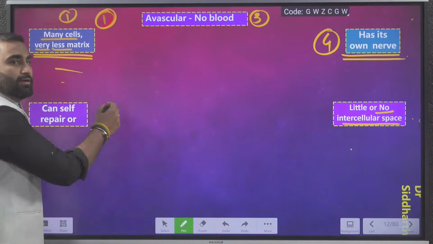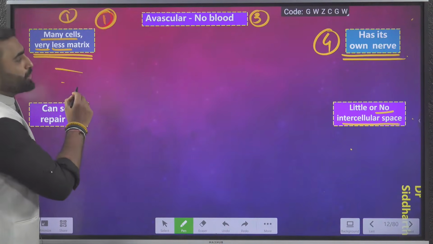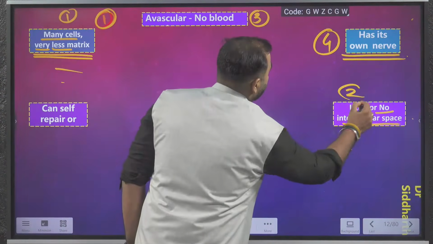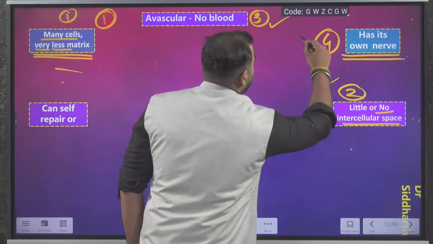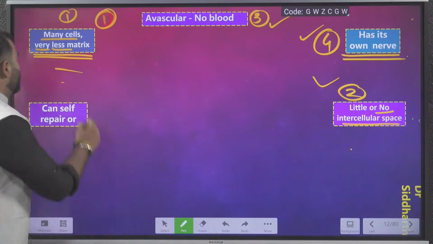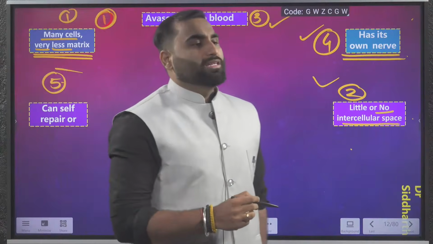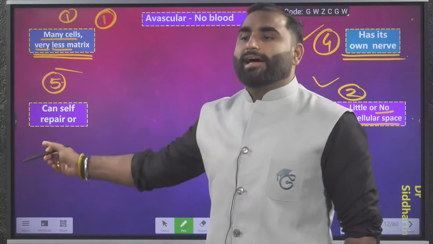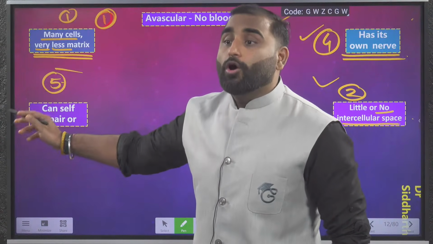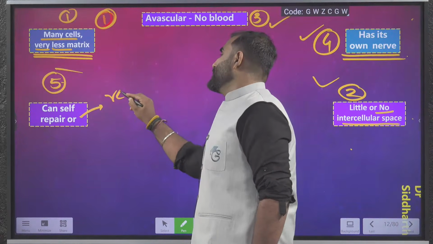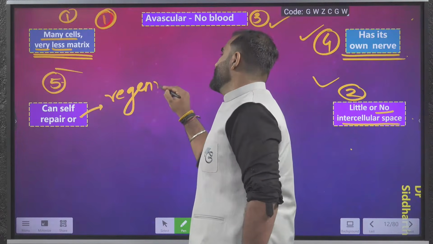Fifth characteristic. Come on. Fourth is done, first is done, where did second go? Second is done, third is done, fourth is done. Now we are going to talk about the fifth. What is the fifth characteristic? It can self-repair or regenerate.